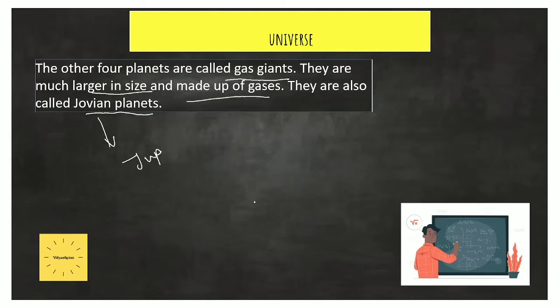And next we learned about the other 4 planets, which are also called gas giants. Why? Because they are made up of gases. They are much larger in size, and they are also called Jovian planets. Why are they called Jovian planets? Because they are Jupiter-like. Okay.